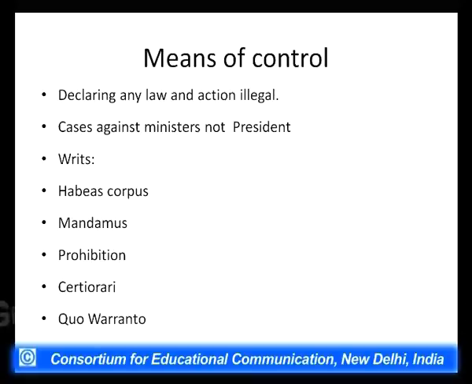Secondly, it can hear cases against ministers and not against the president. The President is above Supreme Court judicial review. So if any minister has committed any fraud or is corrupt, people can knock on the door of the court. They can go to court and the court will take care of that. Many scams which came to light, people have filed suits. In the Supreme Court, a lot of cases are pending in which the government is the culprit or the accused.